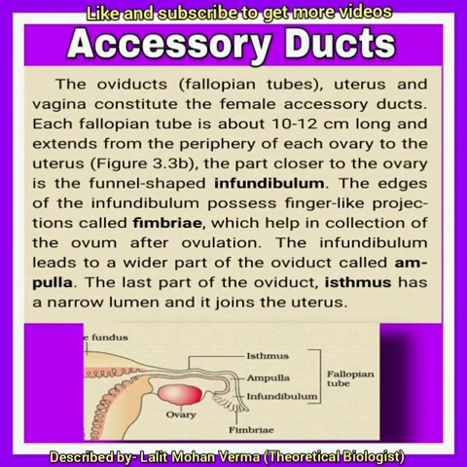Accessory ducts. Number 1, fallopian tube, also called oviduct. A pair of long tubes, 10 to 12 centimeter, ciliated muscular and tubular structure, help in conduction of zygote or ovum to the uterus. These are also called Mullerian duct.